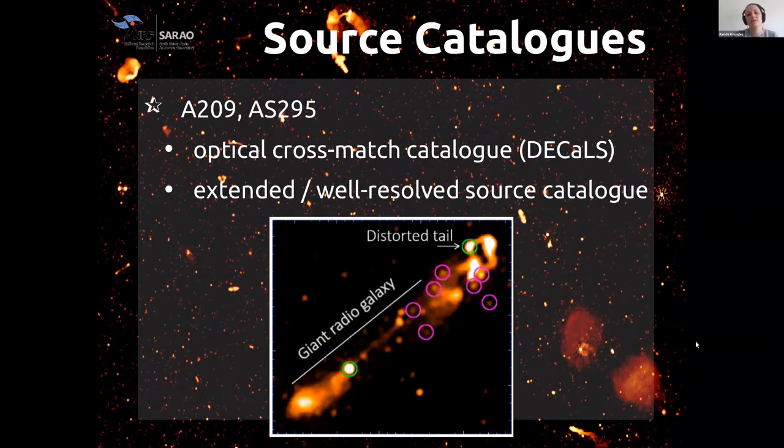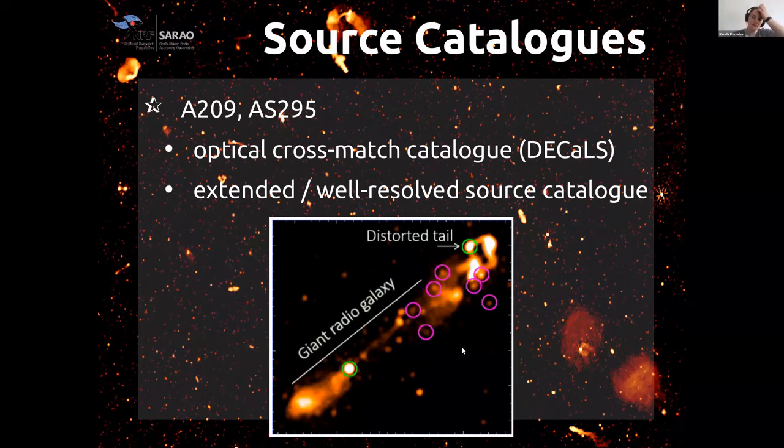And then the other catalog that is going to be public is an optical crossmatch catalog for both Abell 209 and Abell S295. These two clusters were chosen as test cases because they have DECaLS coverage. So we have an optical crossmatch catalog for both of those clusters and an extended source catalog for these two. What I mean by extended are these multi-component type sources, which generally have to be visually identified, with all the components identified, along with a likely optical host.